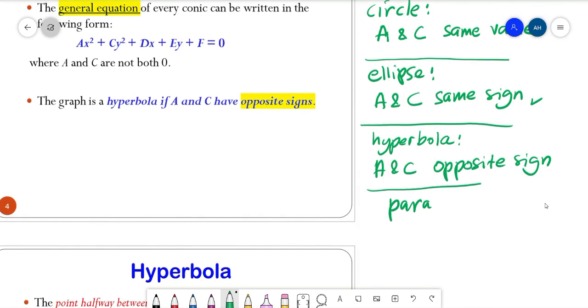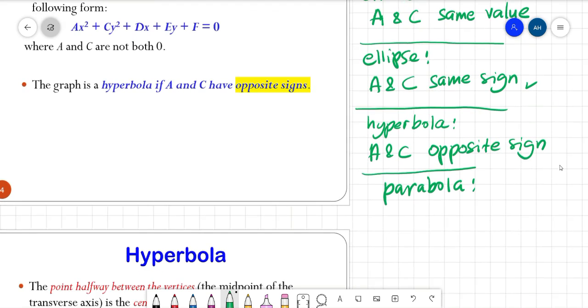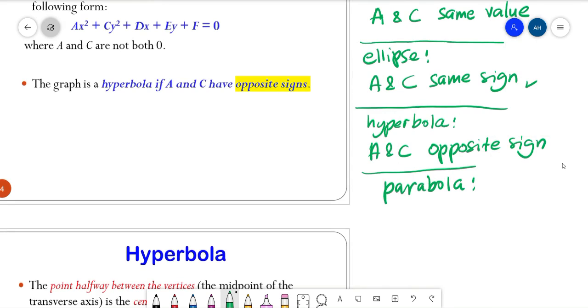Now, we are still looking into the values of A and C. In a parabola, one of them must be 0. What I mean to say is, either A equals 0 or C equals 0. Meaning one of them must be equal to 0 in order for that equation to represent a parabola.